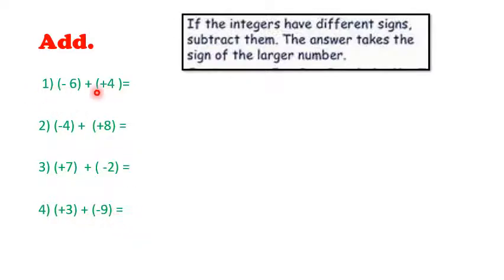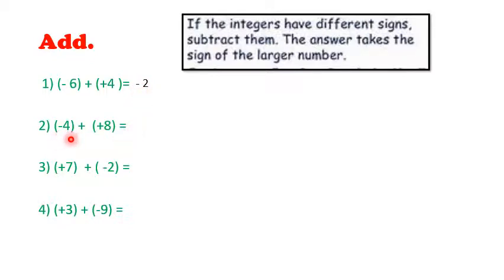We'll start with example number 1. The integers have different signs because 6 has a negative sign and 4 has a positive sign. I will subtract them because the signs are different. 6 minus 4 equals 2, and the answer will take the sign of the larger number. That means the answer will take the sign of 6 because 6 is the larger number. So the answer will be negative 2. We take the negative sign because negative is the sign of the larger number.